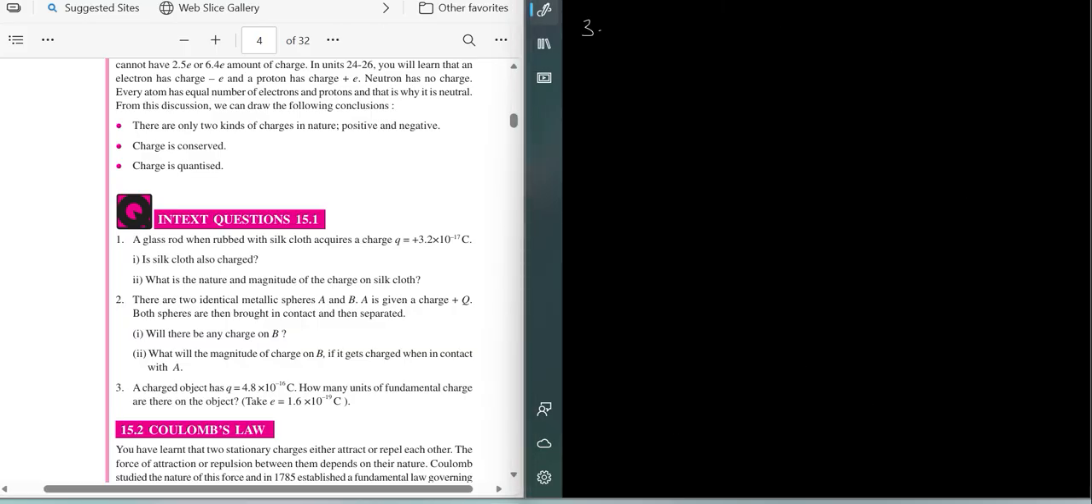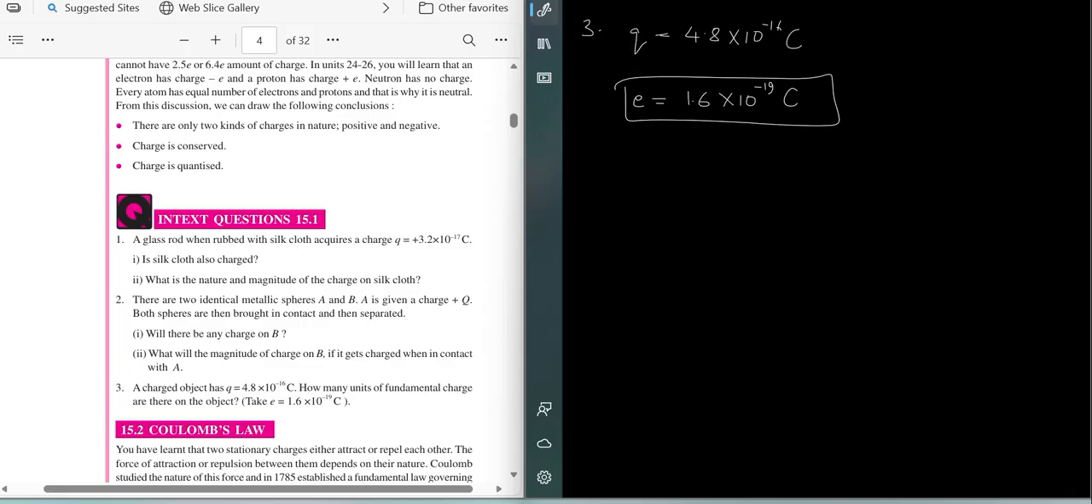The third question says a charged object has Q equal to 4.8 into 10 raised to minus 16 coulomb. How many units of fundamental charge are there on the object? We know the unit: 1 unit of charge we understood as 1.6 into 10 raised to minus 19 coulomb. And because it is positive, this is also some multiple of this basic positive charge. So how many magnitudes of unit charge, is it 1e, 2e, 3e? Let us say we write it as Q equals n e. This is the basic quantization mathematically. n is an integer.